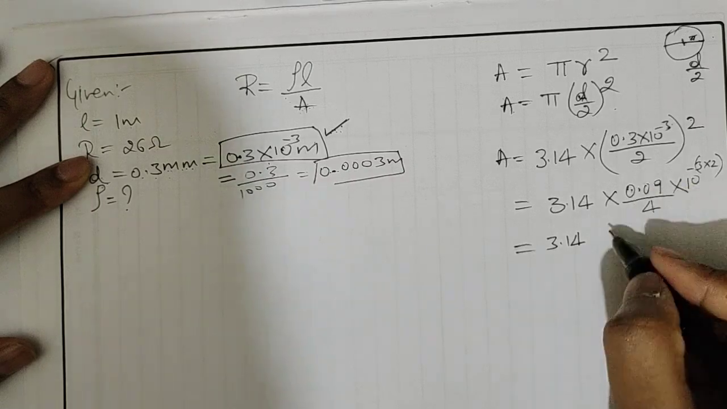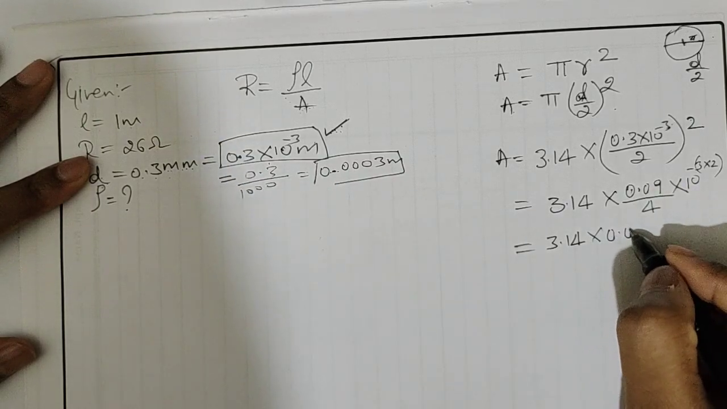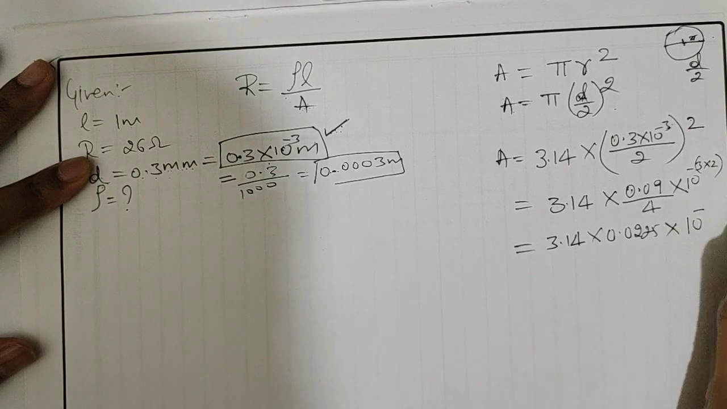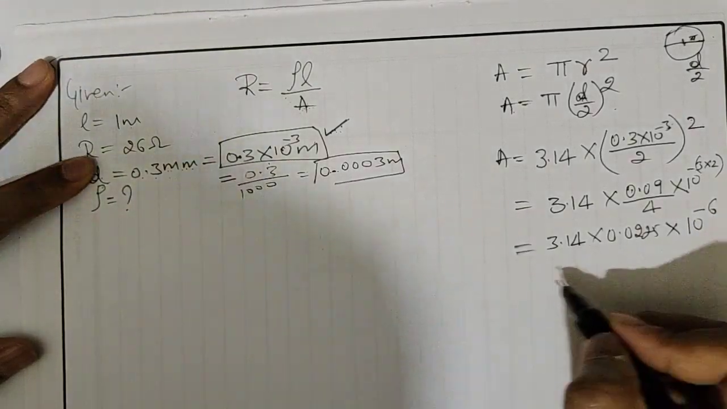So 3.14. So calculate this part. How much will you get? See that we will get 0.0225. And how much is this? 10 to the power minus 6. Clear? Now multiply these two values.